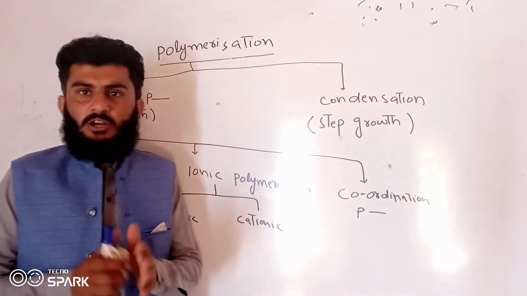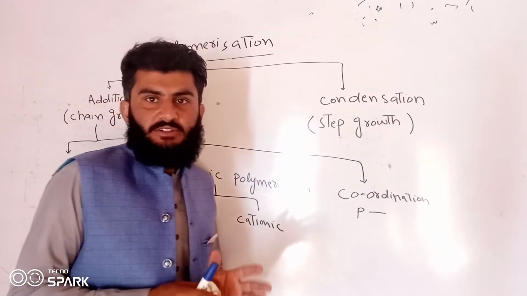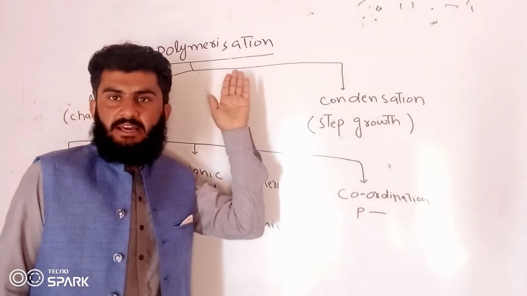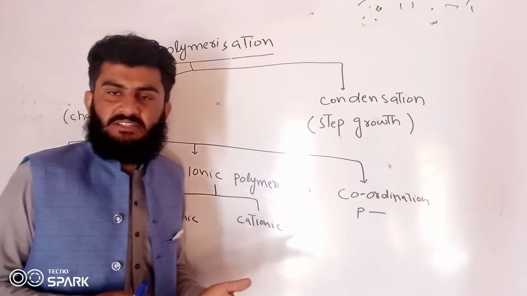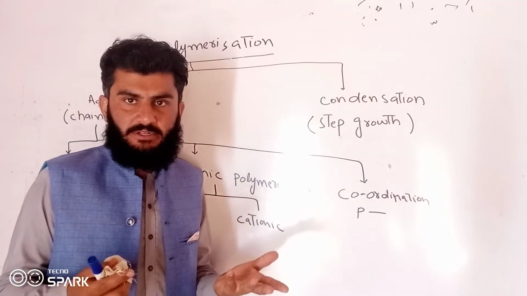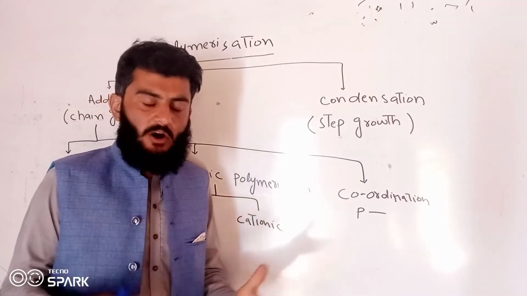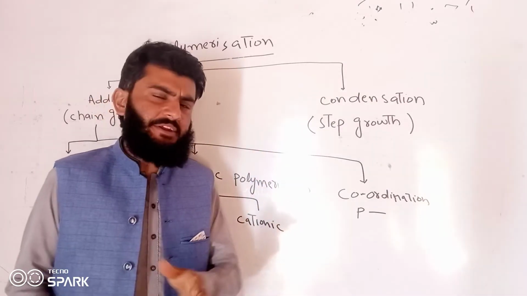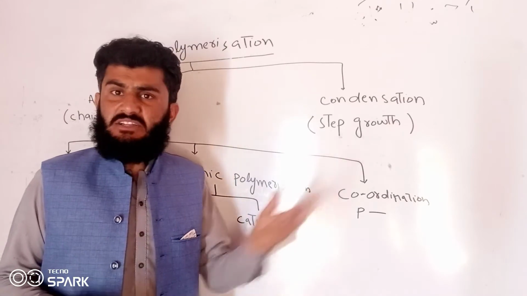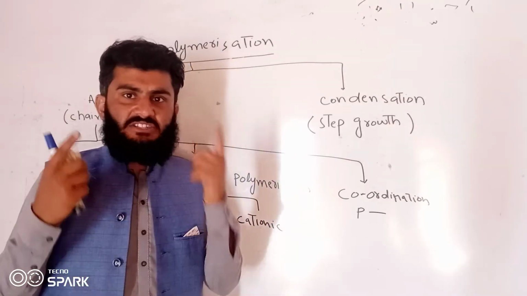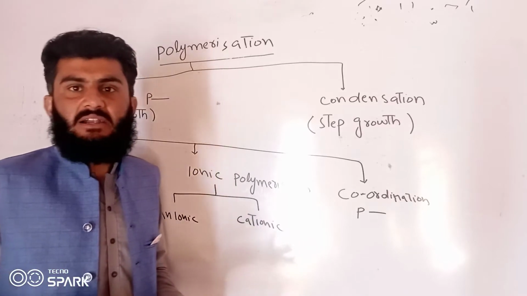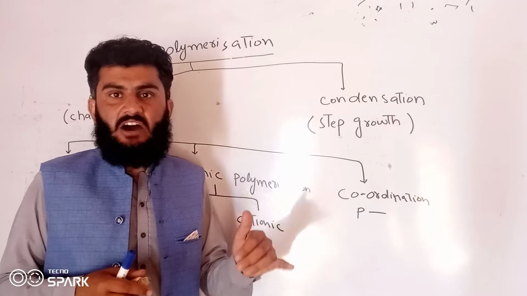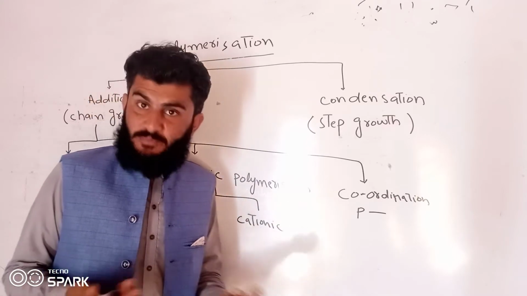Today we are going to discuss polymerization. What is polymerization? Polymerization is a process in which polymers are formed. Monomers combine in different ways and form a long chain of monomers. This process is known as polymerization, and the long chain is also known as a polymer.